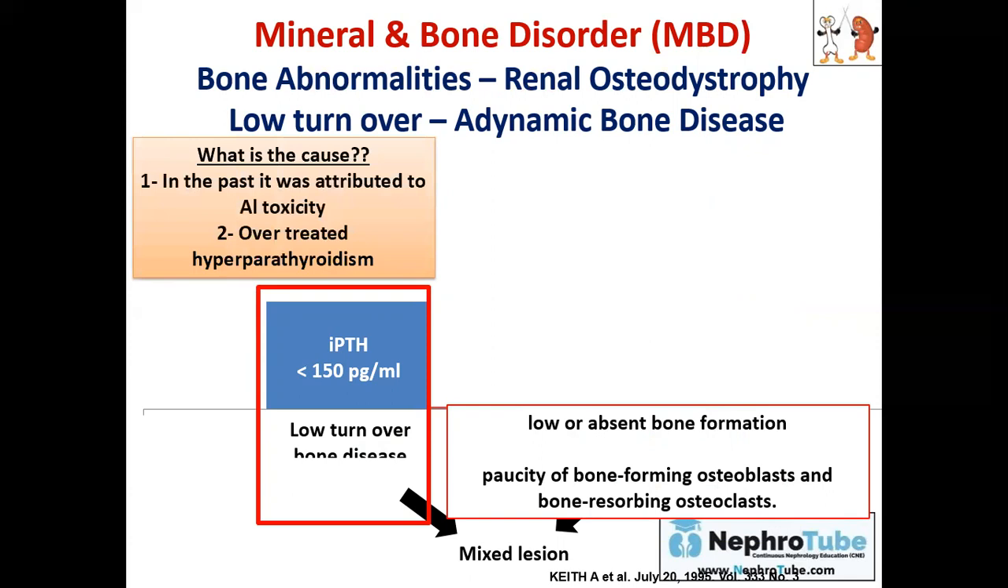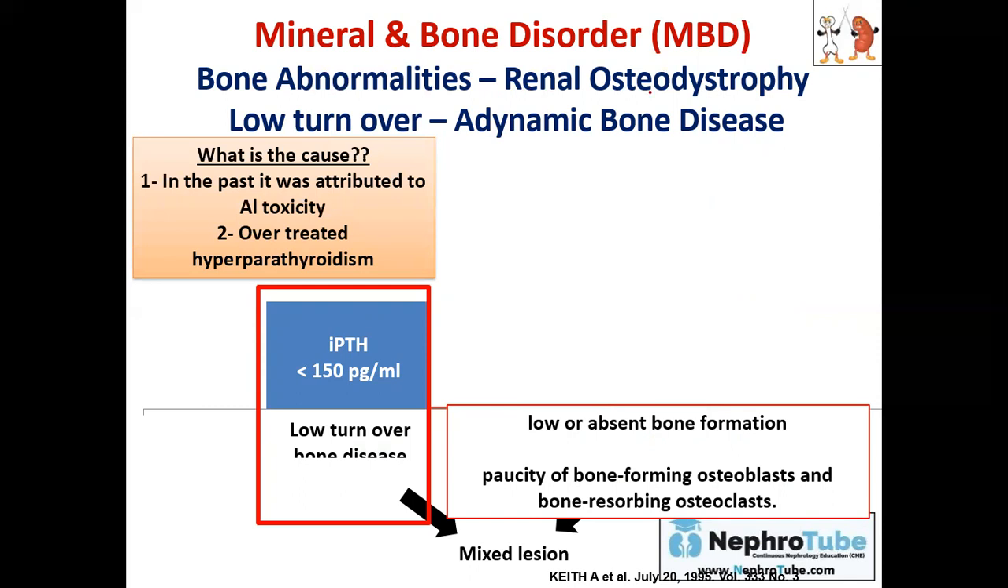In this patient, what is the cause? What makes the PTH low in CKD patients? The main pathophysiology that we explained at the beginning of this lecture shows that the PTH must be high because our CKD patients have low calcium and high phosphorus. So what are the possibilities that will make a CKD patient have a low PTH?